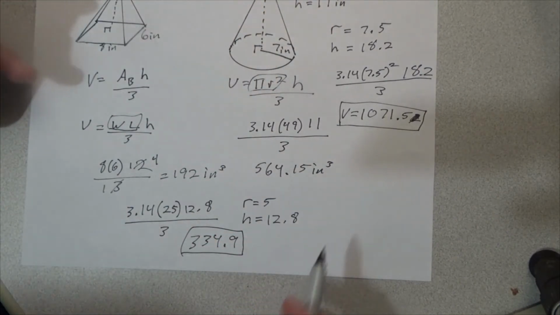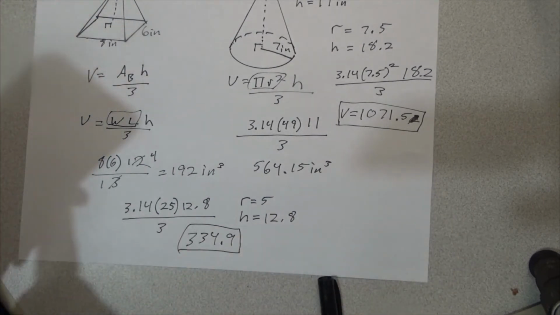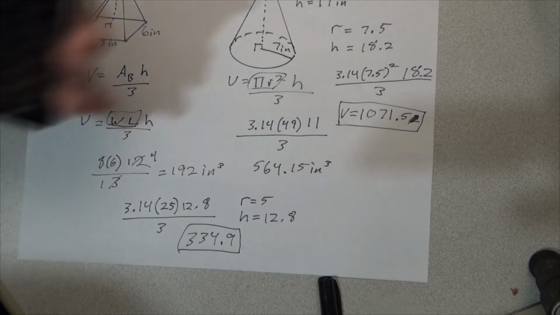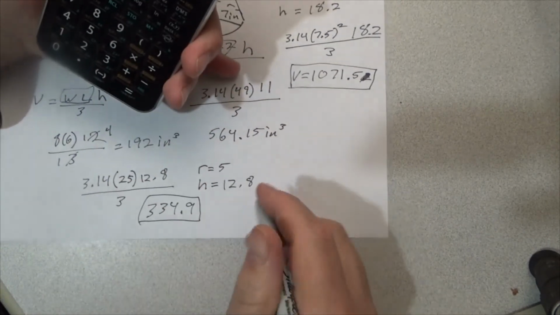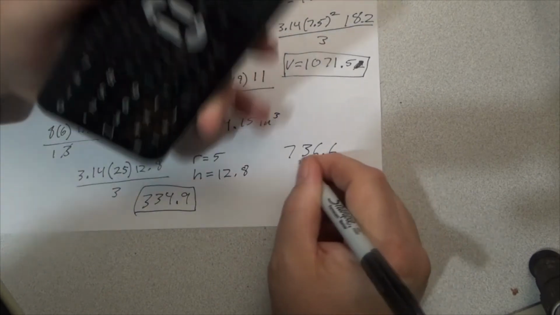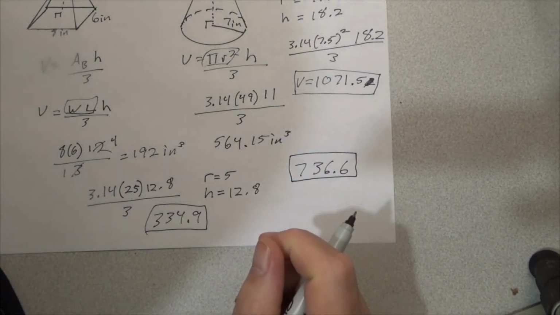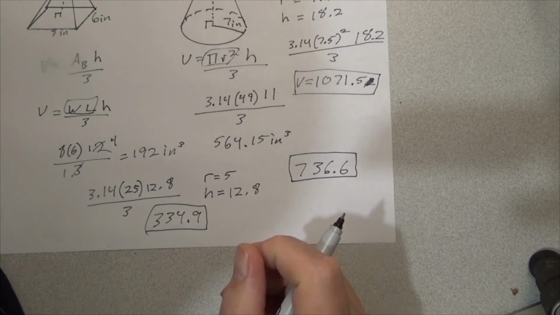All right, then we simply subtract this from this. 1,071.5 minus 334.9, and we get 736.6. So this is what would still need to be added to fill it up. How many liters of liquid must be added to fill the vessel?